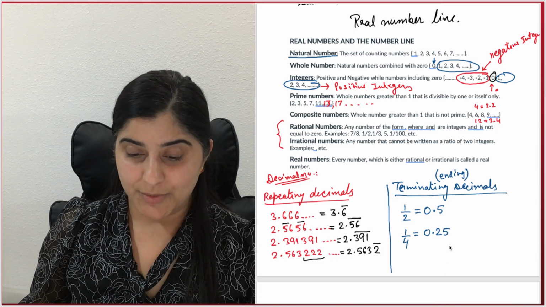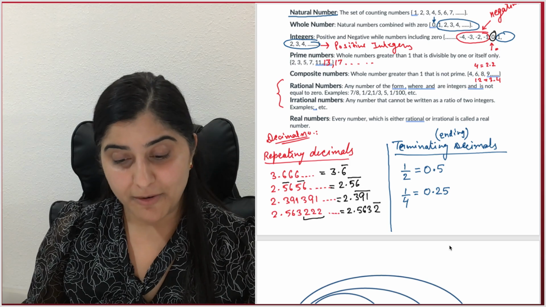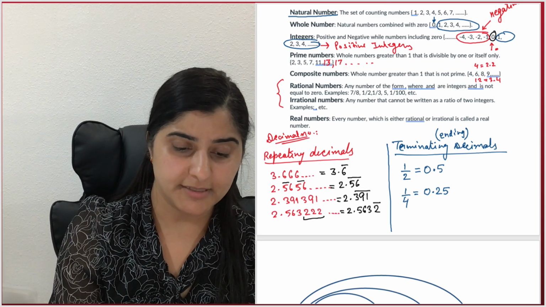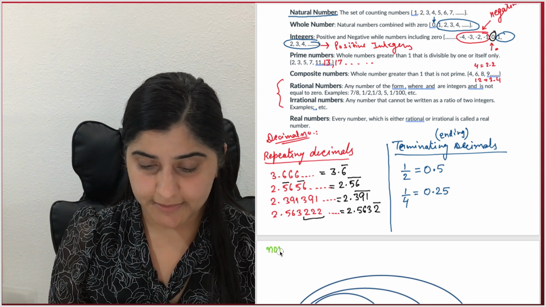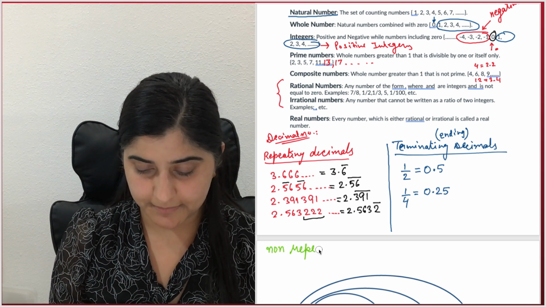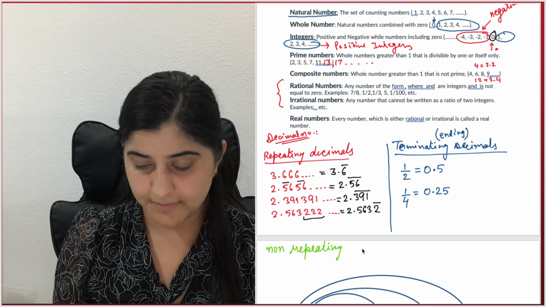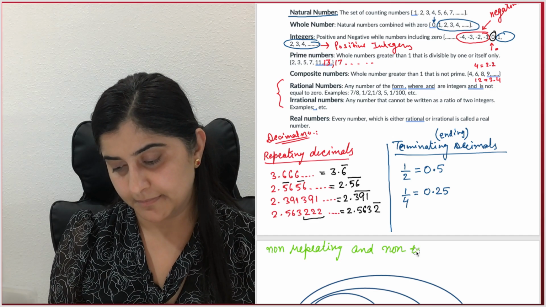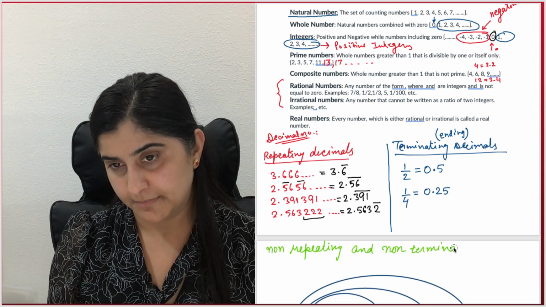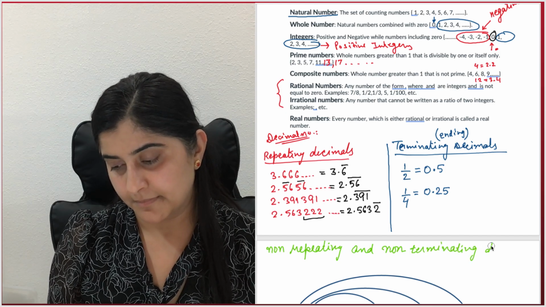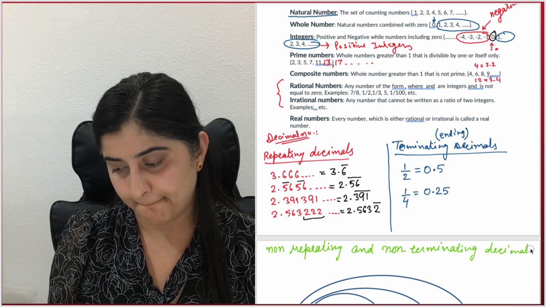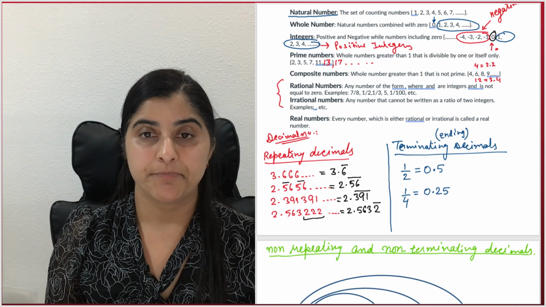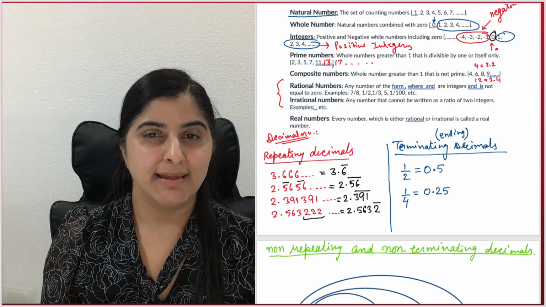Okay, so there are non-repeating decimals. So the third type of decimal numbers are non-repeating and non-terminating. So what are non-repeating and non-terminating decimal numbers? Pause the video here and think about something.